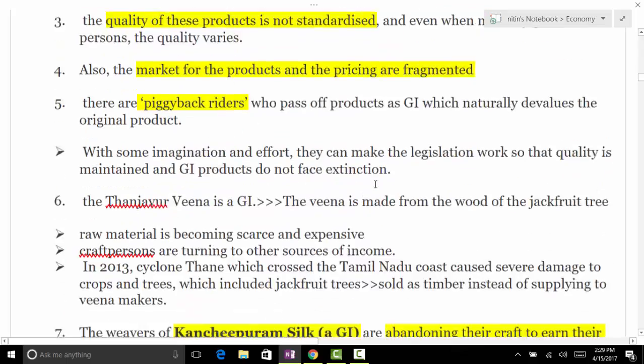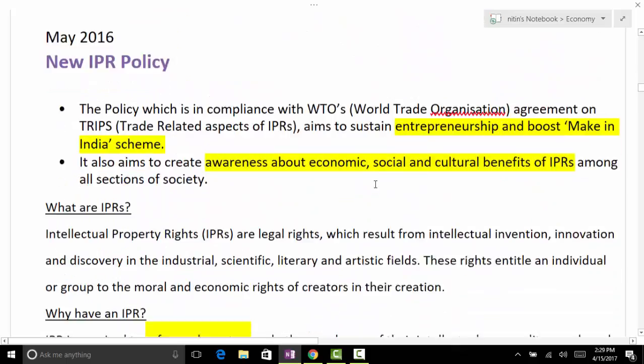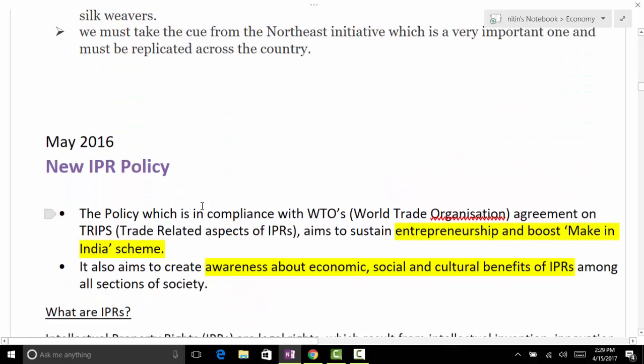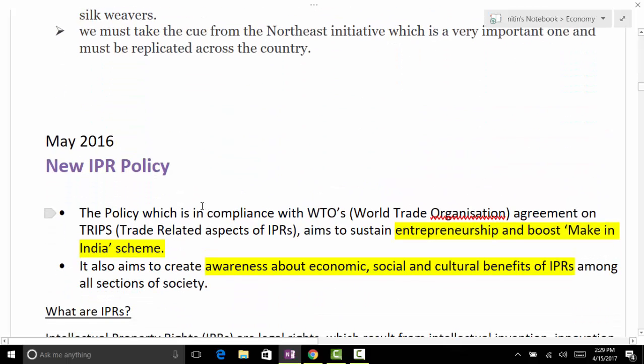Then now we have the new IPR policy, right? In 2016, the new IPR policy came. Refer to this. What are the components of the IPR policy? Because questions are being asked on policy. Now you never know which policy. It is also a very important policy, just like the foreign trade policy.